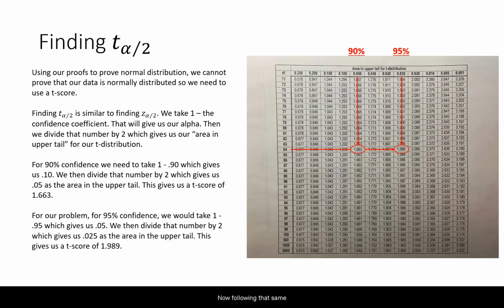Now, following that same train of thought for our 95% confidence, we do the same thing and would take 1 minus 0.95, which gives us an alpha of 0.05. We divide that number by 2, which gives us 0.025. Once again, our degrees of freedom are 84. We follow it over to 0.025, and that gives us a t-score of 1.989.